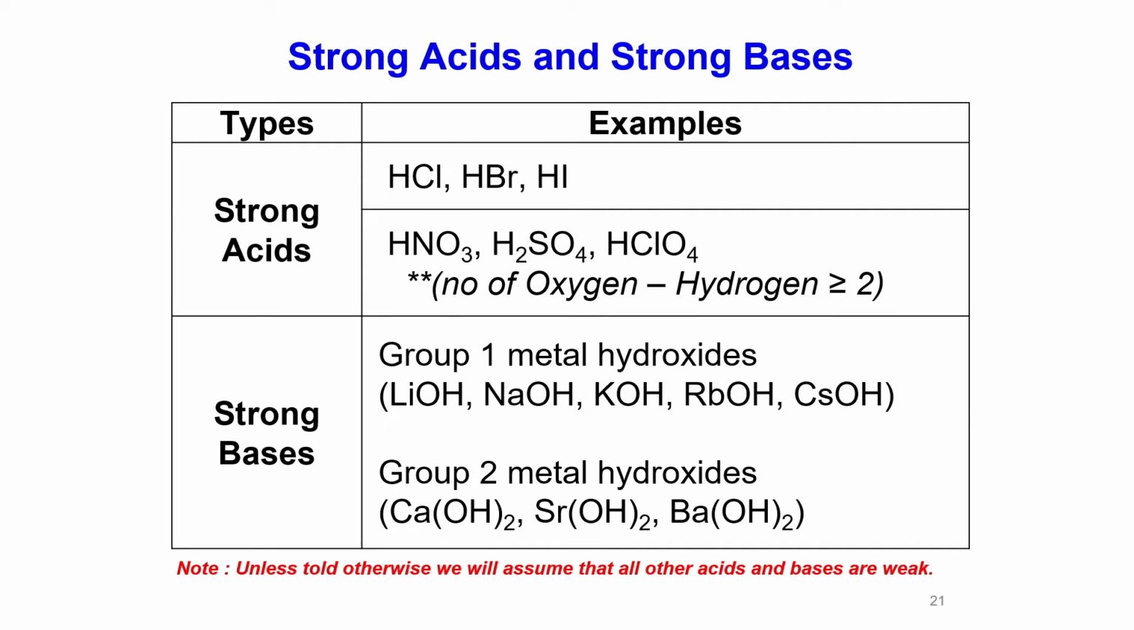So strong acids and strong bases, okay. Examples of strong acids are HCl, HBr, HI, HNO3, H2SO4, HClO4, which has no oxygen, okay, hydrogen more than 2, okay. And then for strong bases, they are group 1 metal hydroxides, such as lithium hydroxide, sodium hydroxide, potassium hydroxide, okay. All are from group 1, and then group 2 metal hydroxides such as calcium hydroxide, okay, strontium hydroxide and barium hydroxide. Okay, so unless told otherwise, we will assume that all acids and bases are weak.